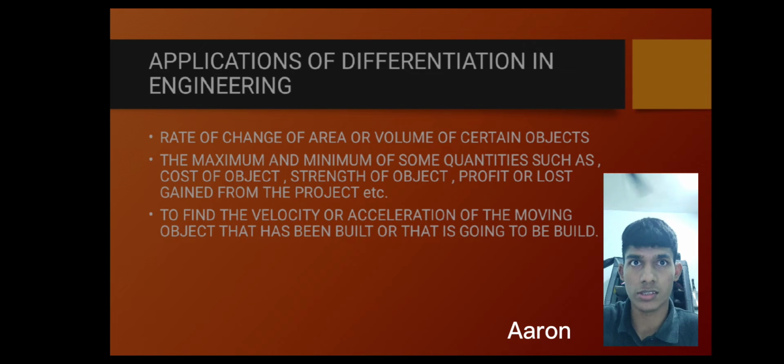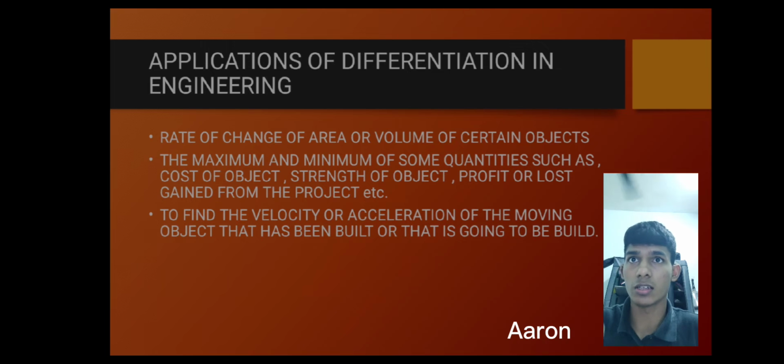Following the slide, there are three main points that I've given. The first is the rate of change of area or volume of a certain object, and the second is the maximum and minimum of some quantities such as the cost of an object, the strength of the object, the profit or loss gained from the project, which is usually on site, or the profit of you selling or buying any object for any project. The third is to find the velocity or acceleration of the moving object that has been built or is going to be built. Okay, so I'll explain in more detail.